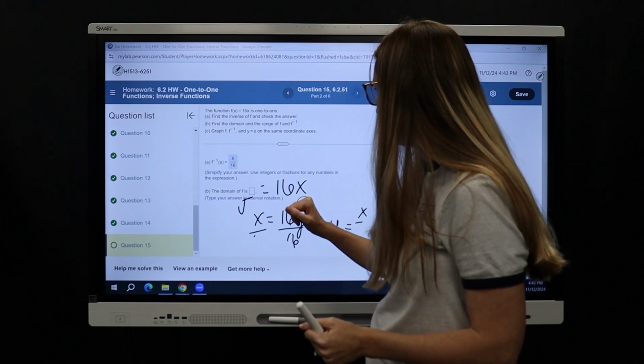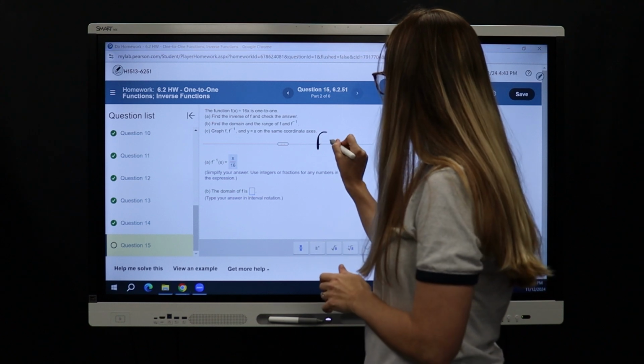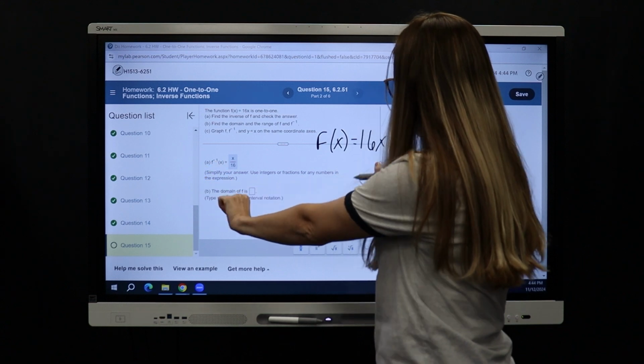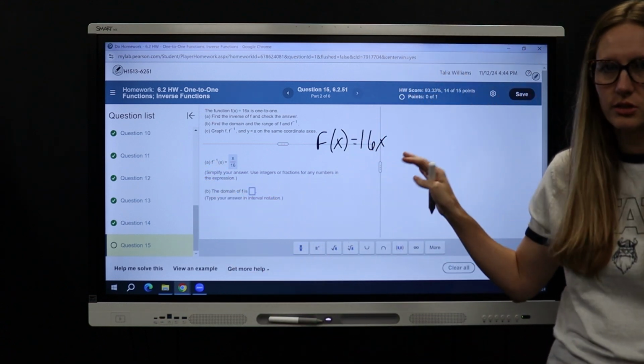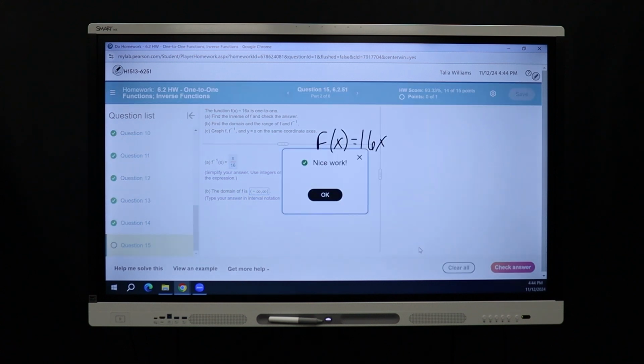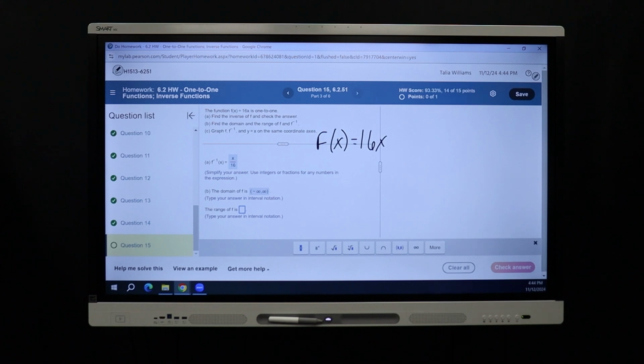The domain of f is negative infinity, but remember this one's f. And this one's our inverse because it has the negative right there, okay? So our domain, there's nothing that should be excluded. There's nothing that's going to make that undefined or not real. So negative infinity to infinity. And then our range, there's nothing that's going to be excluded out of that. So negative infinity to infinity.